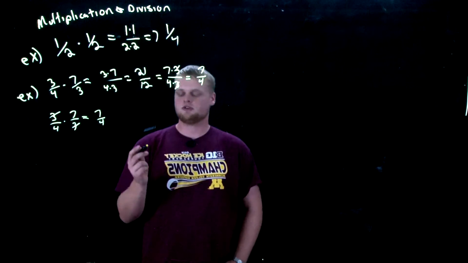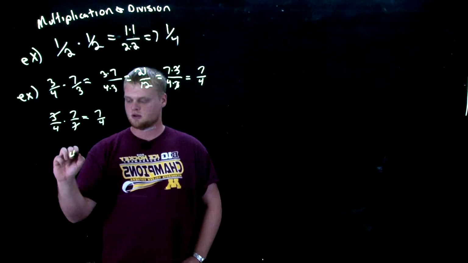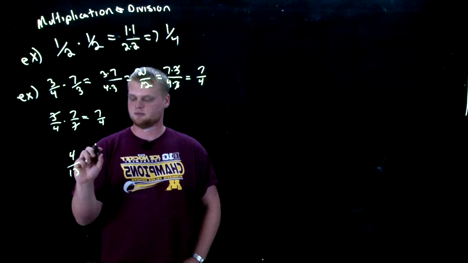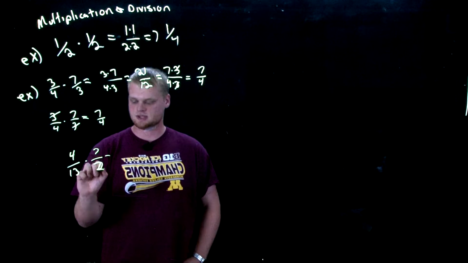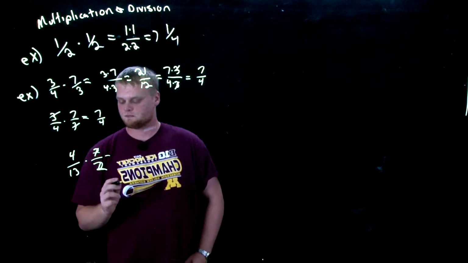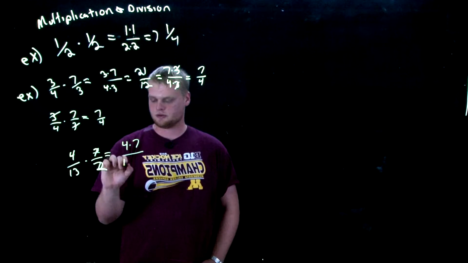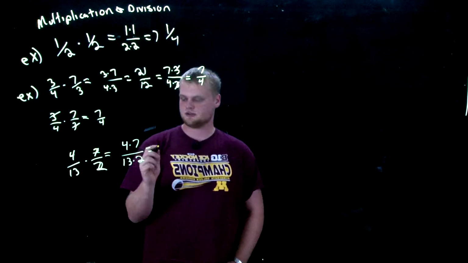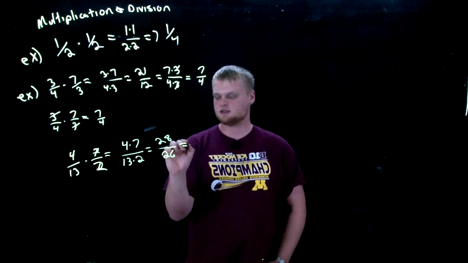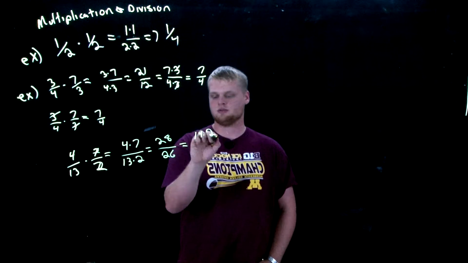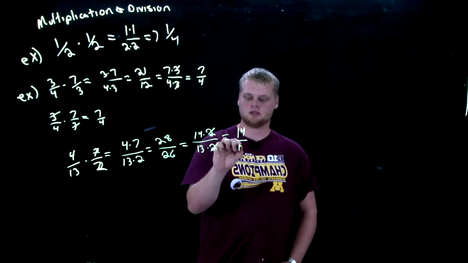Now, I'll show you a different one that's maybe not necessarily so obvious. Let's say we have 4/13 times 7/2. That's a 2 on the bottom, and up here is a 7. So you can multiply 4 times 7 over 13 times 2, and you get 28/26. And this is 14 times 2, and this is 13 times 2. The 2's cancel out, and you're left with 14/13.